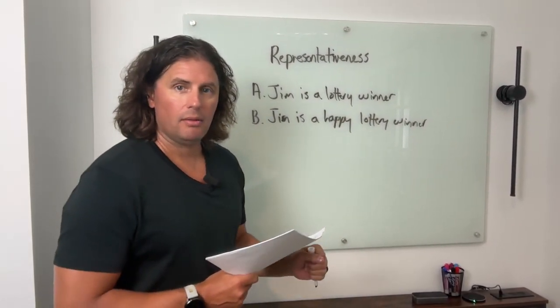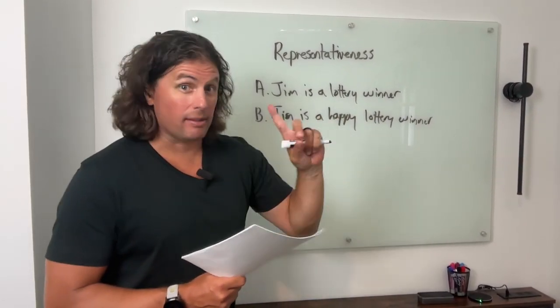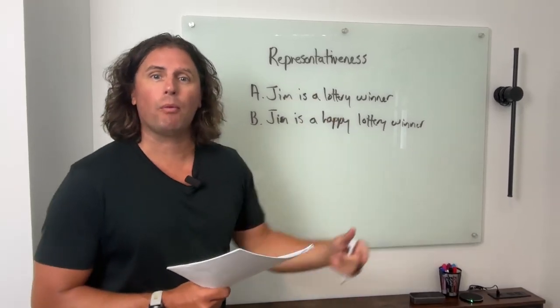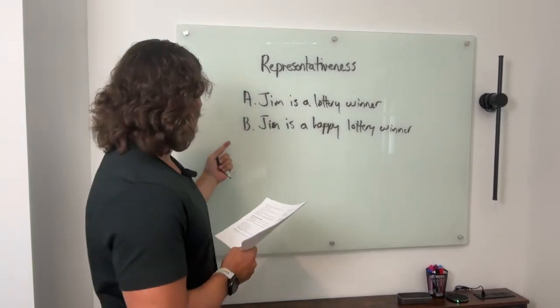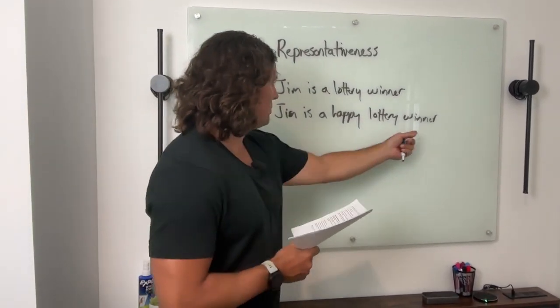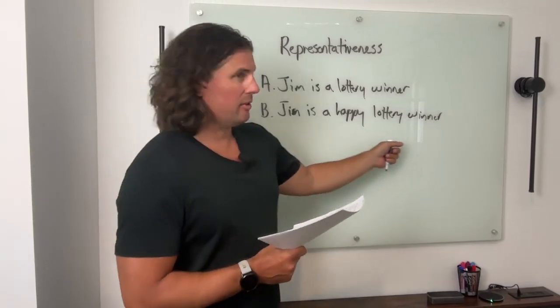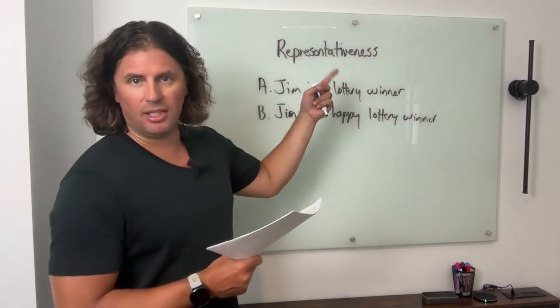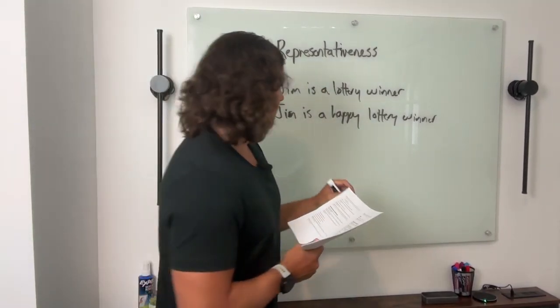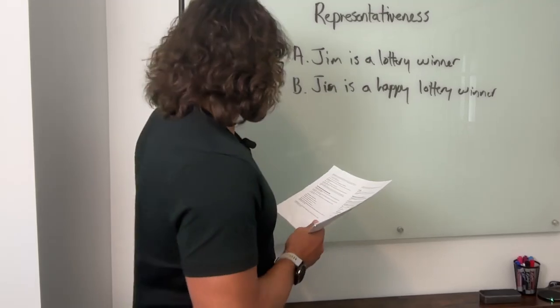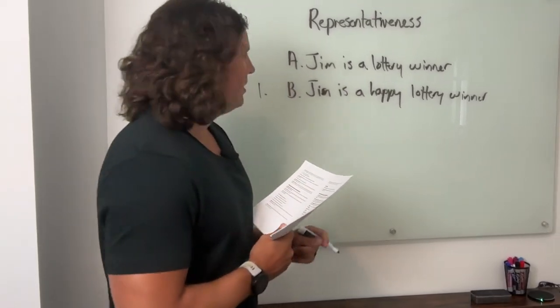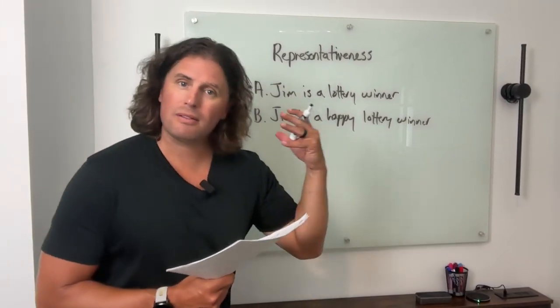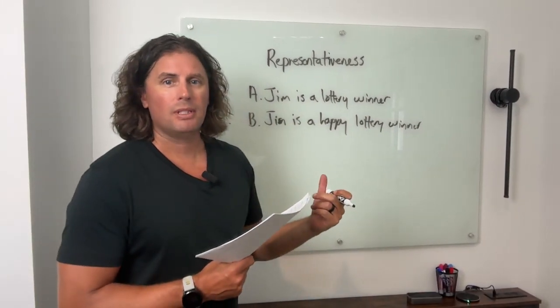Well, usually people go, the type 1, now remember, let's think about that. What does type 1 say? Type 1 has a tendency of going, well, yeah, that makes more sense. Jim is a happy lottery winner. That makes a lot more sense than Jim being a lottery winner. So type 1 would say B. Type 2, though, let's override this and think what that could be.